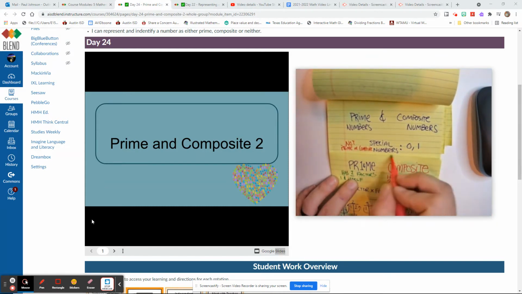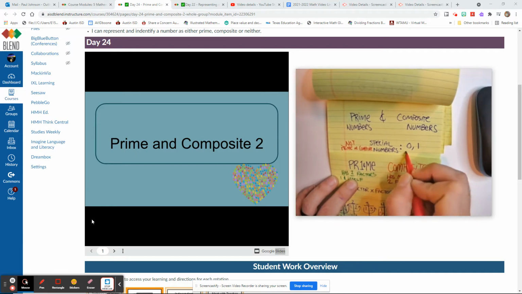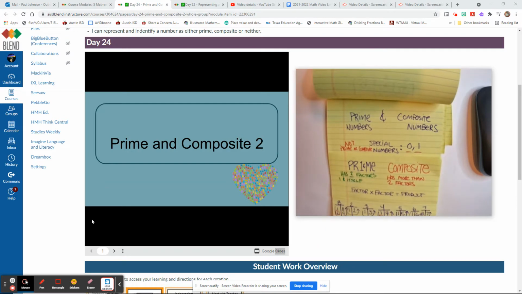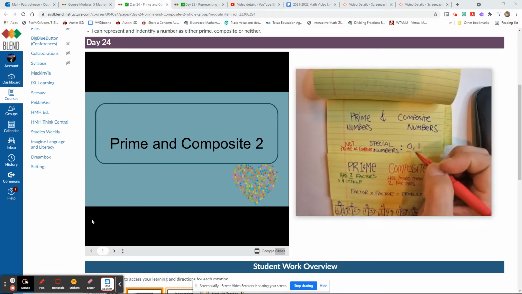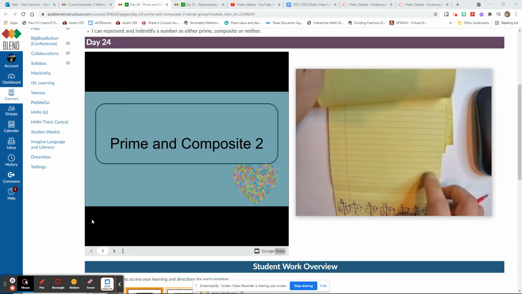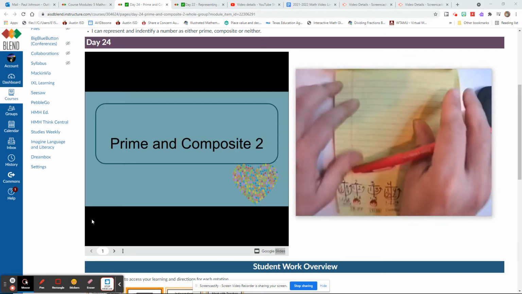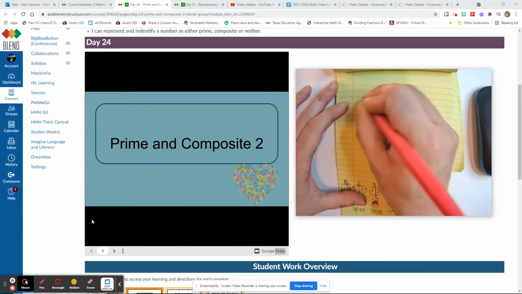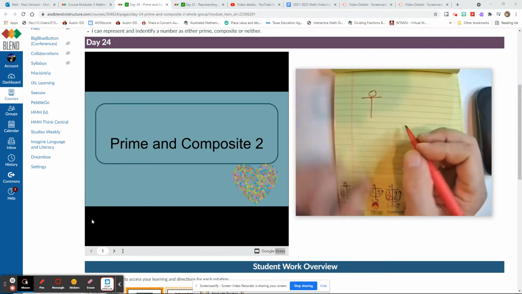But our two special numbers that are not prime or composite are 0 and 1. Every other whole number that we will basically see in our whole entire lives can be either prime or composite, except for 0 and 1. Remember, if you were thinking about why 0 can't be prime or composite, let's take a look at our normal way of making a factor chart.